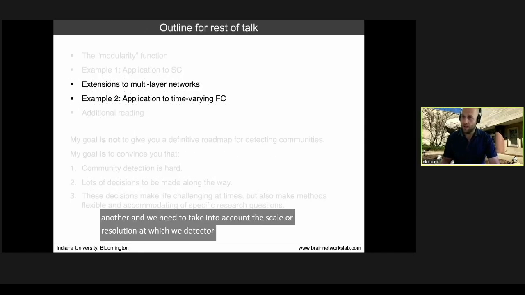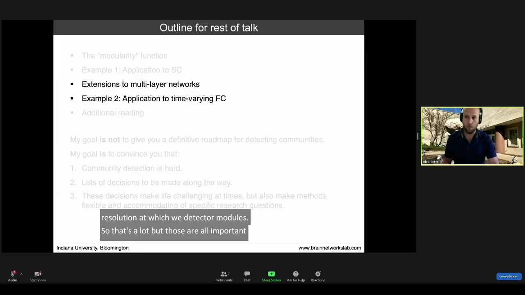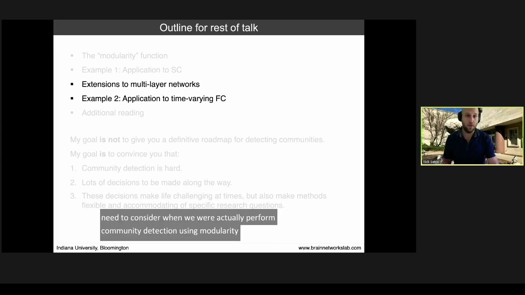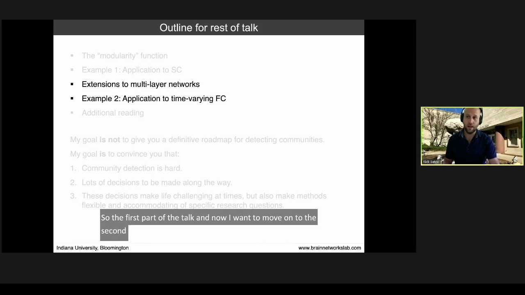So that's a lot, but those are all important things that we need to consider when we actually perform community detection using modularity maximization or even InfoMap or other related methods. So that's the first part of the talk. And now I want to move on to the second component, which involves extending modularity maximization to multi-layer networks. And then I'll finish with a quick application to the time-varying functional connectivity.